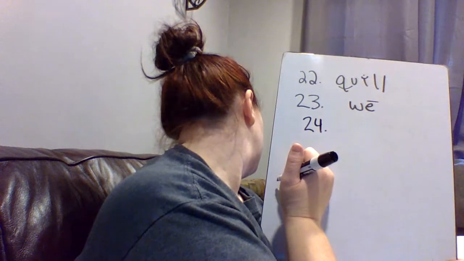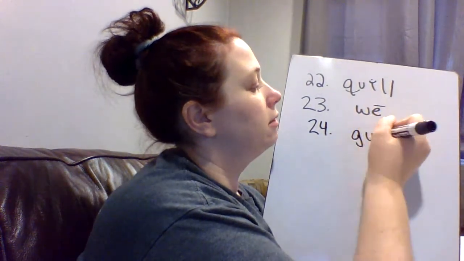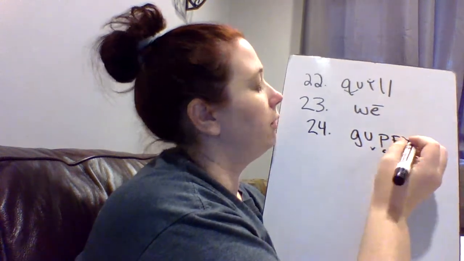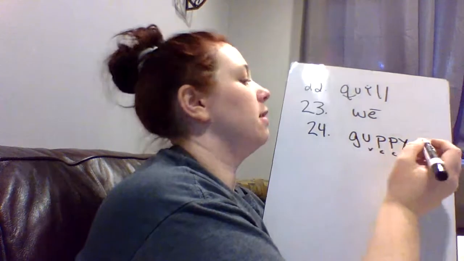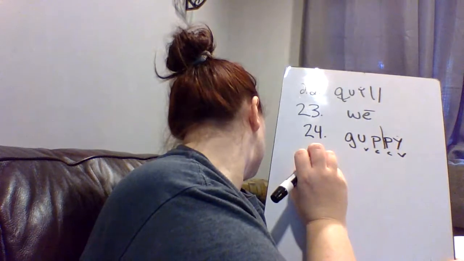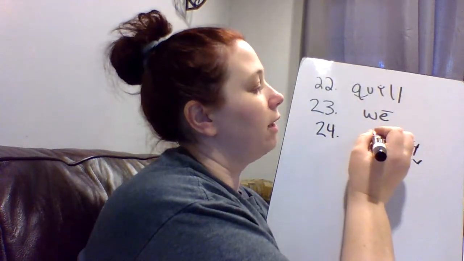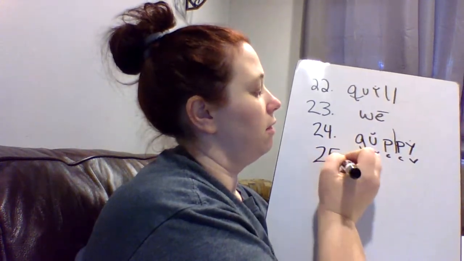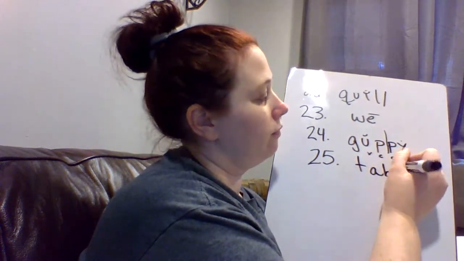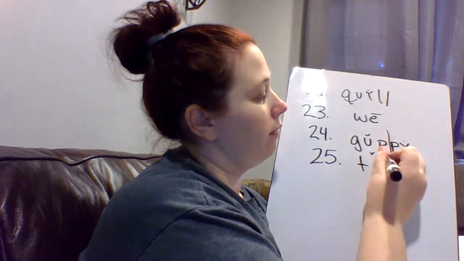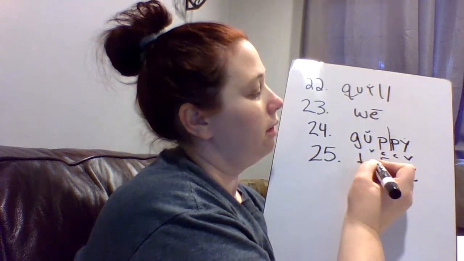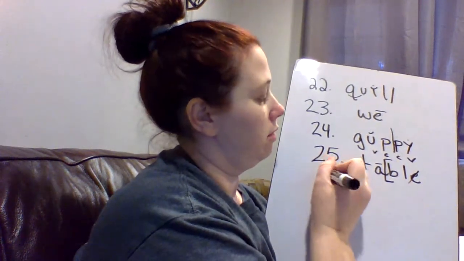24, guppy. Here we have vowel, consonant, consonant, vowel, because the Y is acting as a vowel there at the end. It's making that E sound. So we put the dot above it, and then our U is just vowel, consonant, and gets the breve. 25, table. Here we have our final stable syllable, BLE, and we cross off the E, and then we just have our A and nothing, so it gets the macron, table.